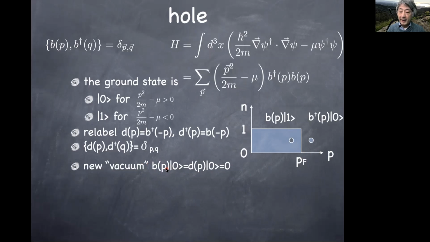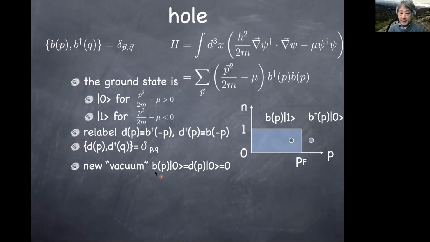So if you try to annihilate this, you cannot do so, so that returns 0. But all the states up to the Fermi momentum PF are already occupied by particles, which means that if you try to raise it by B dagger, that returns 0. But we just defined this B dagger to be D of a hole, namely the annihilation operator of the hole. So then the ground state is actually a vacuum state of particles and holes.